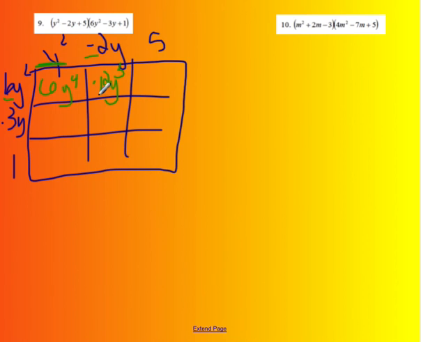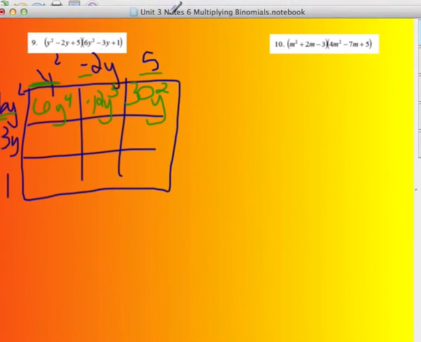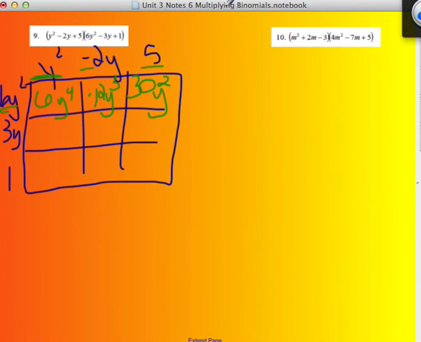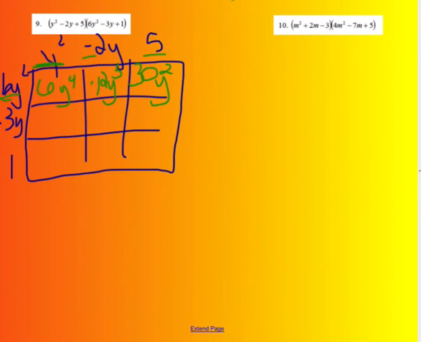Okay, next we have 6y squared times 5. So 6 times 5 is 30. And then we have y squared. So let's take a look at our next row. So our next times y squared, okay? So negative 3y times y squared is y cubed. Negative 3 times negative 2 is positive 6. Y times y is y squared.